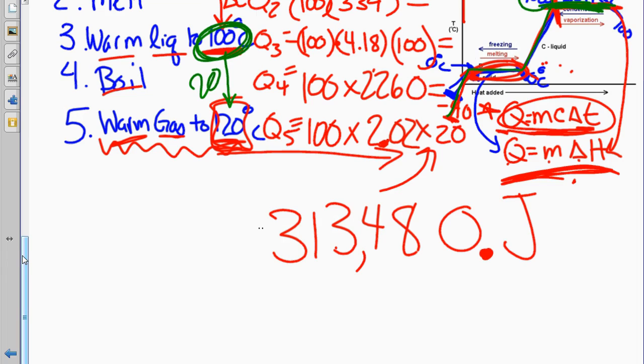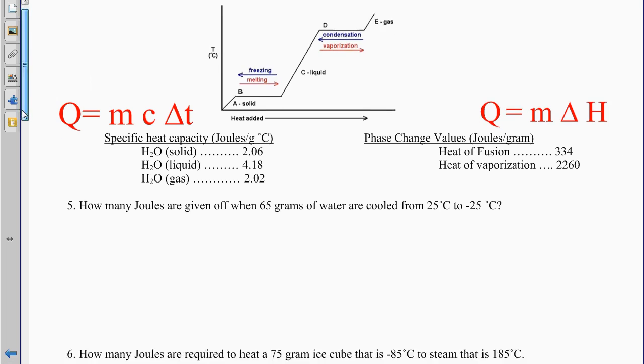313,480 with a decimal. Okay, awesome, good. So let's flip the paper over and let's try to do some of the problems on the back. Number 5.